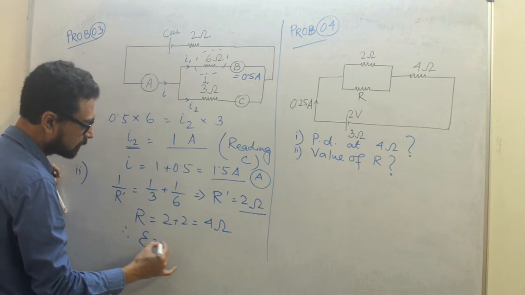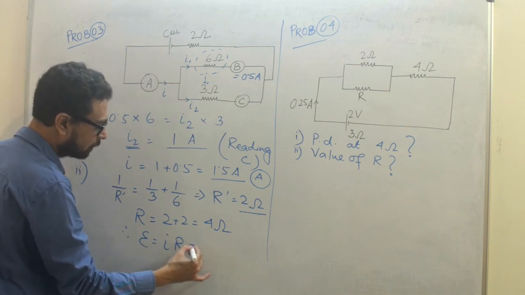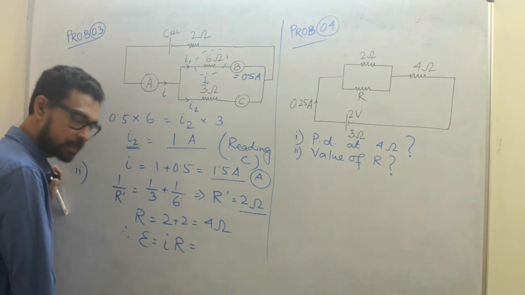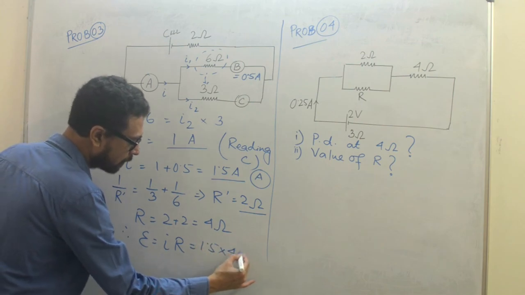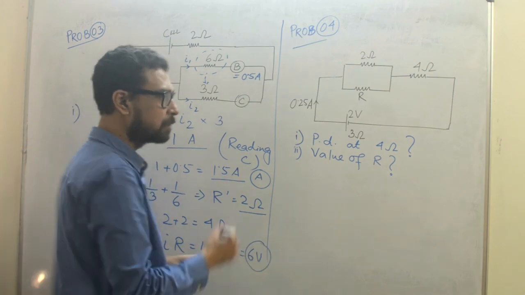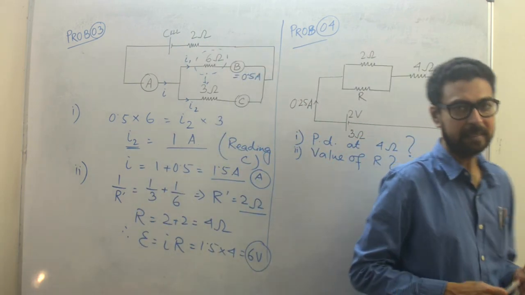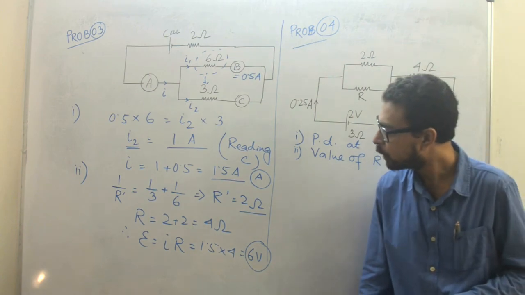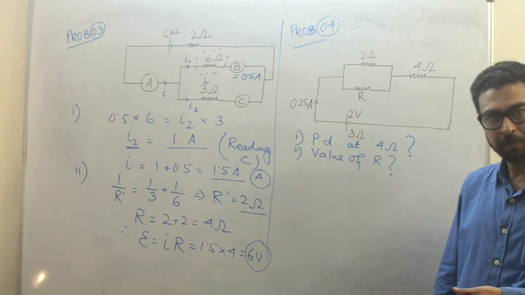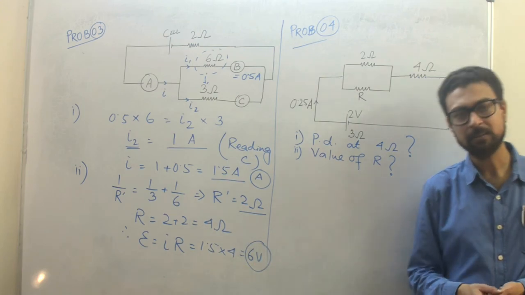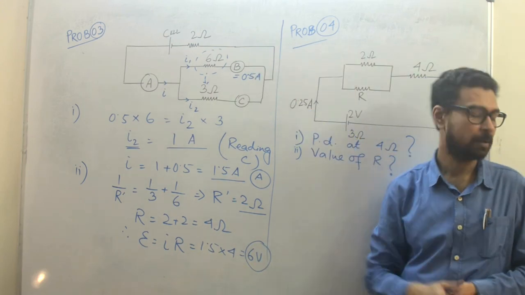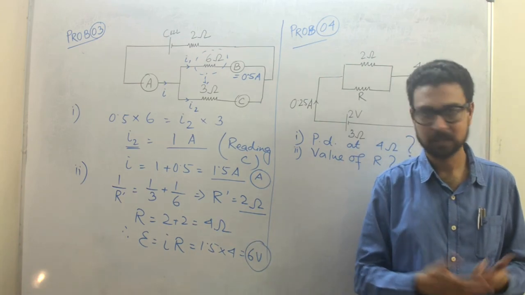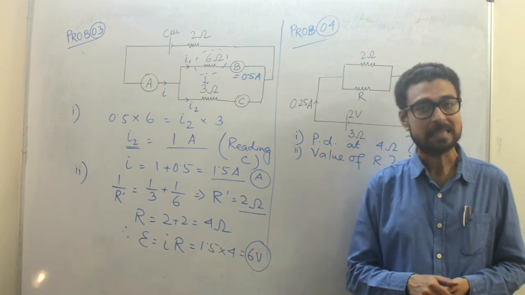So the EMF of the cell is I into R, and that is 1.5 into 4, which is 6 volt. So we have got the answers. We have got the readings in ammeter C as well as in ammeter A. Ammeter C is having a reading of 1 ampere, and the other is having a reading of 1.5 ampere, and eventually we have also calculated the EMF of the cell. Assuming there is no internal resistance, then EMF and terminal potential will be similar. So this is 6 volt.